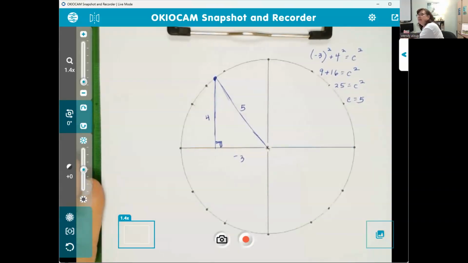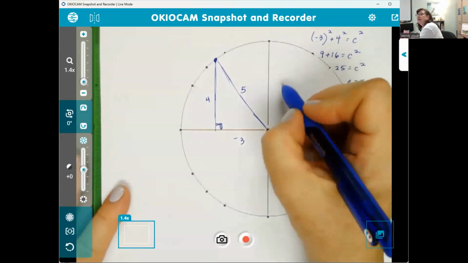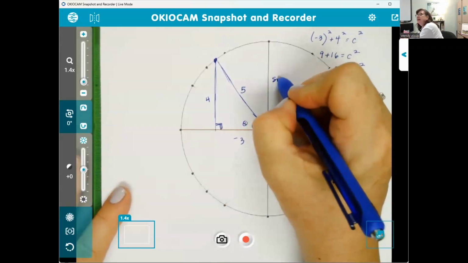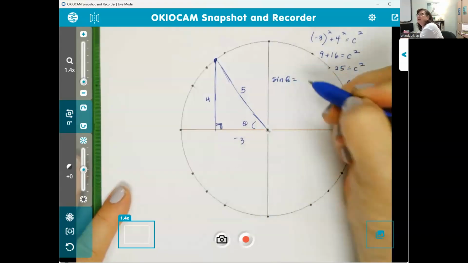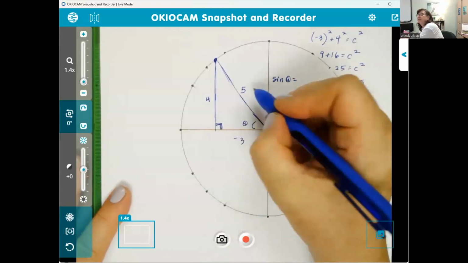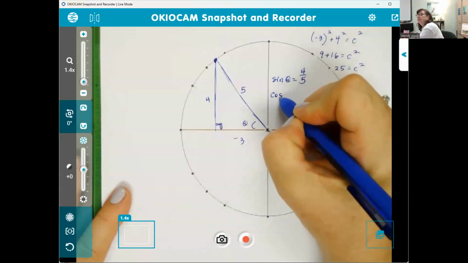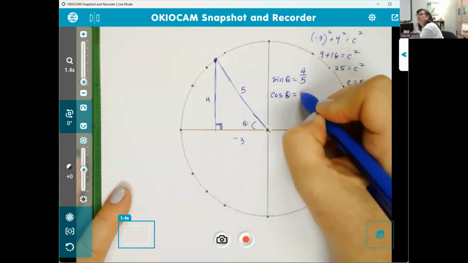All right, so we can find everything now of our theta. The sine of our theta, whatever it is, is going to be the opposite over the hypotenuse. The cosine will be the adjacent over the hypotenuse.